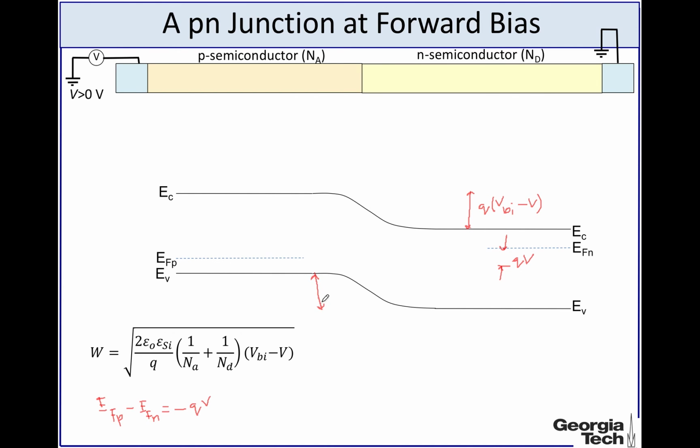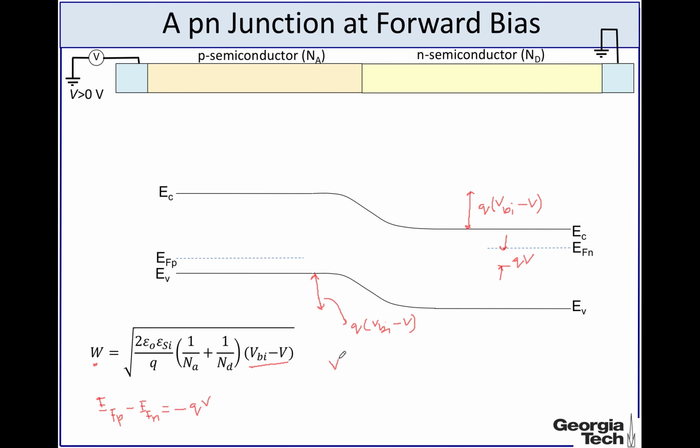And the same for the valence band, it will decrease by QVBI minus V. And as a result, in the depletion width equation, VBI will be replaced by VBI minus V. Now it clearly says that as V increases, VBI minus V will decrease, and as a result the depletion width increases.